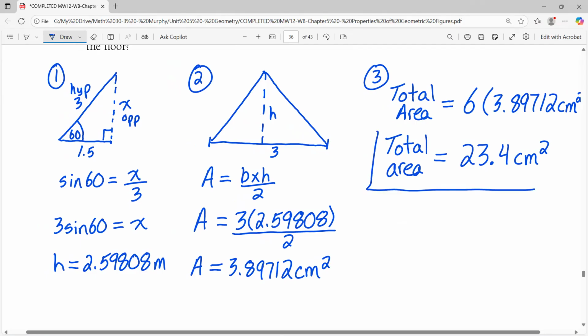That is the end of lesson 9, part 2. You now have your assignment 5.3, and that is the end of unit 5, geometry.